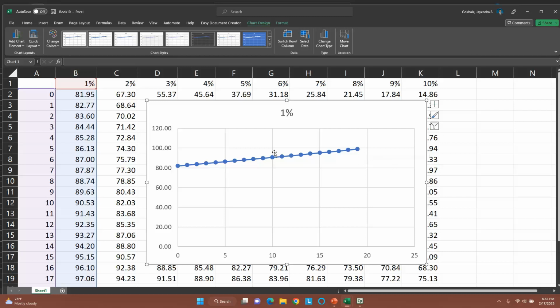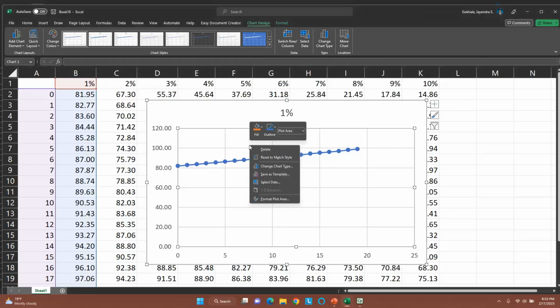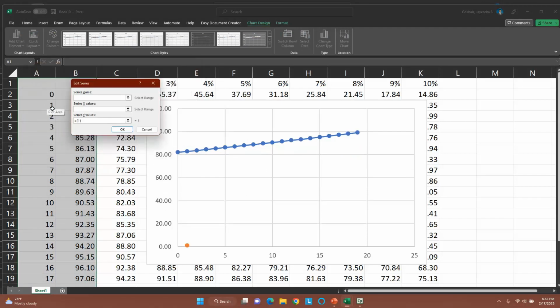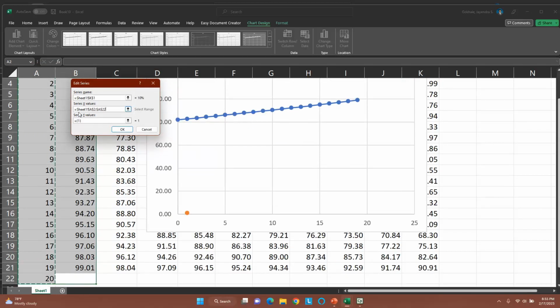At the end of 1 year. Now, on the other hand, we can also add another series here. Select data, add. The series name could be 10%, just another extreme. The X values could be the number of years, and the Y values would be all these present values that we find.